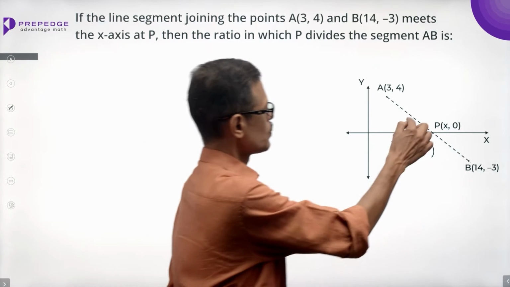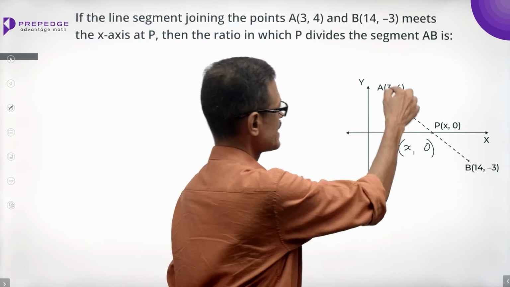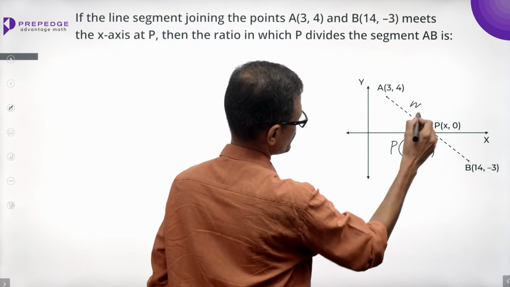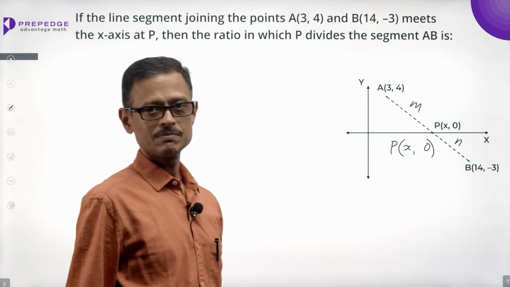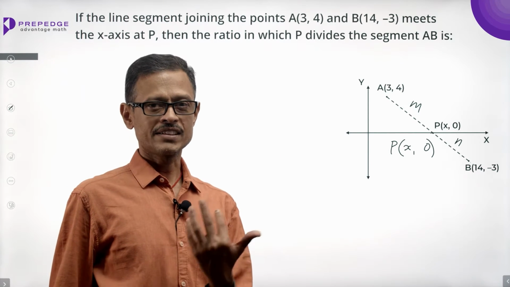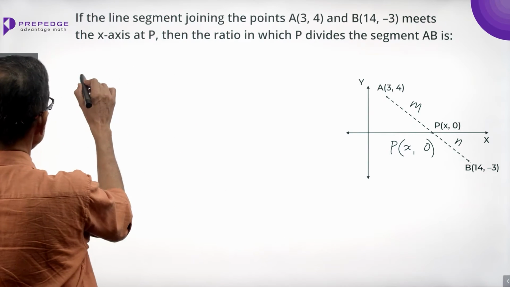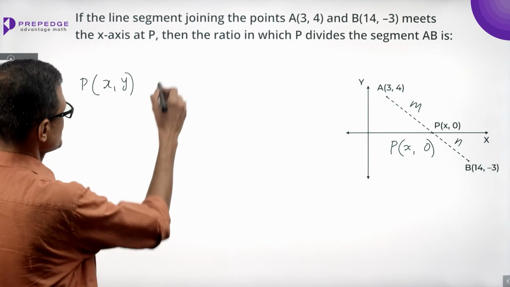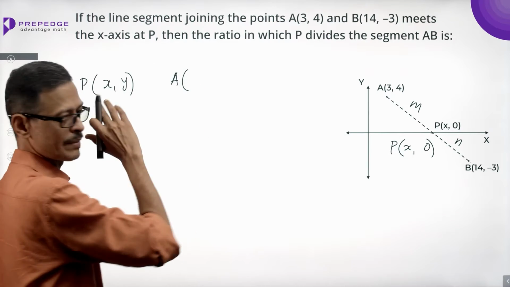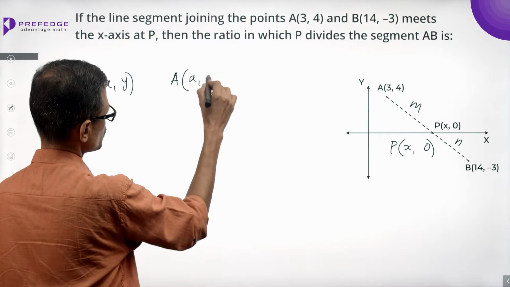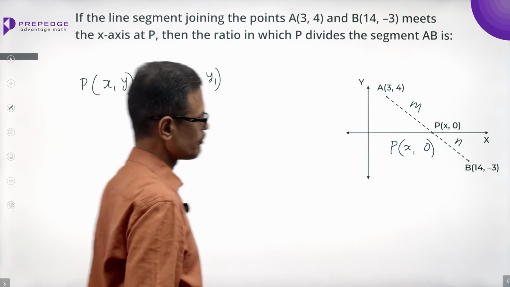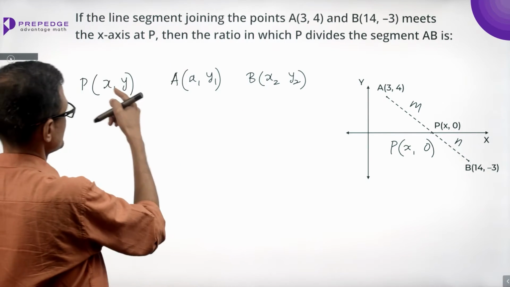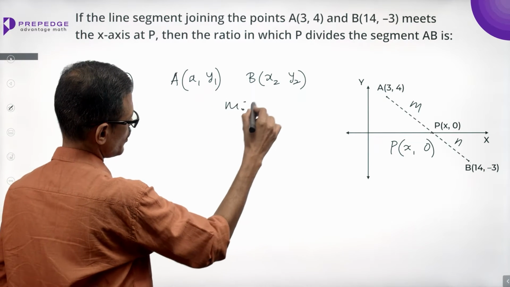We don't know the x coordinate, but the y coordinate is definitely 0. What do we need to find out? The ratio in which this point P divides the line segment AB. Let's say it's dividing it in the ratio m:1. For this we are going to apply the section formula. Let point P have coordinates x, y, and divide the line segment joining points A and B. Let the coordinates of A be x1, y1, which for us is 3, 4. Let the coordinates of point B be x2, y2. And let point P divide it in the ratio m:n.